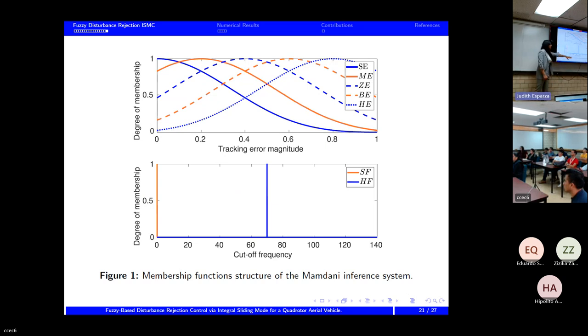Here we have the membership function structure of the Mamdani inference system. We have one input and one output. For the input, we have the tracking error magnitude, and for the output, we have the cutoff frequency. For the variables we have 5 Gaussian membership functions, and here 2 singleton membership functions.